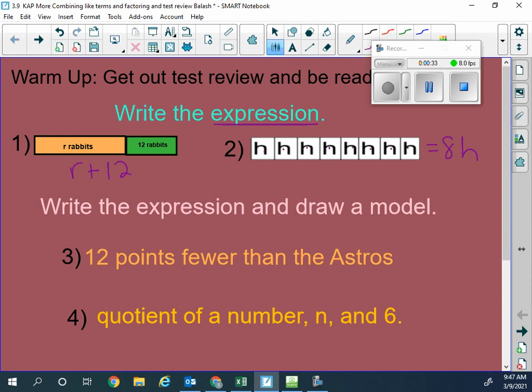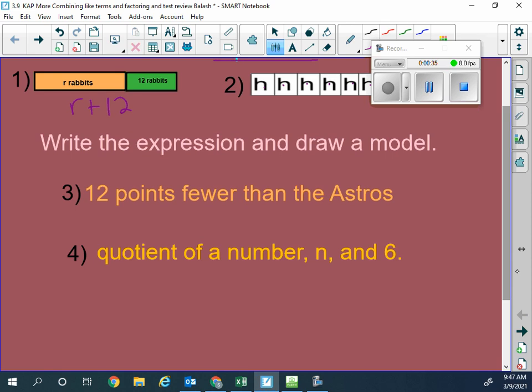Okay. Number 3. We're supposed to write it and then draw a model. 12 points fewer than the Astros. What do we not know? We don't know the Astros, right? So that could be our variable. And if we're going to do 12 points fewer, subtracting 12, okay? And then what would our model look like? We do one bar of 8 and then below it.